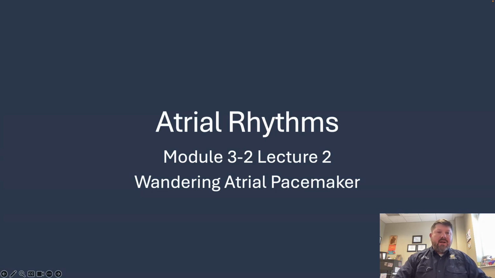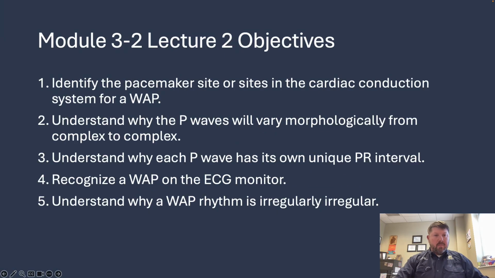Let's discuss wandering atrial pacemaker now. So our objectives for wandering atrial pacemaker: identify the pacemaker site or sites in the cardiac conduction system for a wandering atrial pacemaker. Understand why the P waves will vary morphologically from complex to complex. Understand why each P wave has its own unique PR interval.